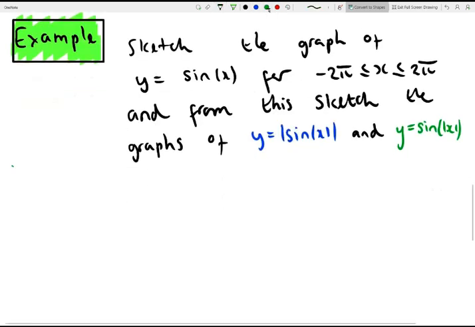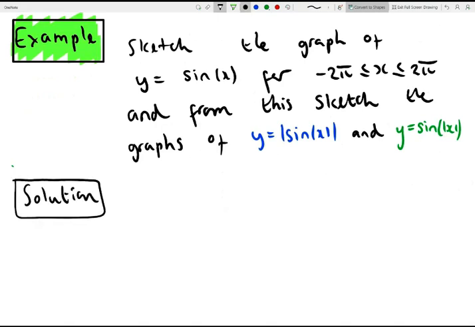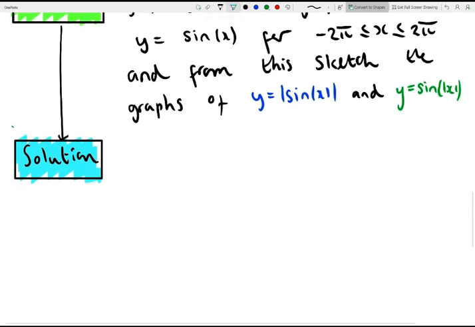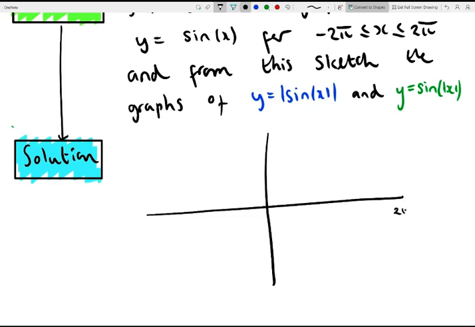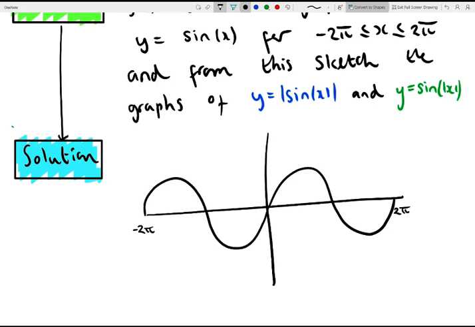Okay, so let's give our solution to this. First of all, let's plot sine of x with the period 2 pi. So sine of x will look like this. And now let's go ahead and plot y equals the modulus of sine of x. So everywhere where sine of x wants to be below the x-axis, it will just reflect.